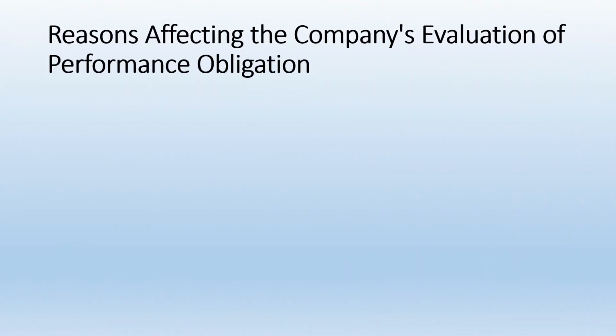There are three reasons affecting the company's evaluation of performance obligations. The first one is agent and principal. The company has to decide whether these goods and services are to be delivered by them or by an agent to their customer. In the case of delivery by the company itself, it is said to be the principal. And if they hire a third party, that party will be the agent for this delivery.